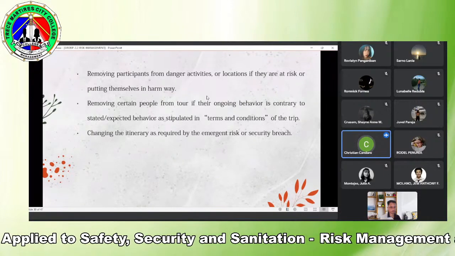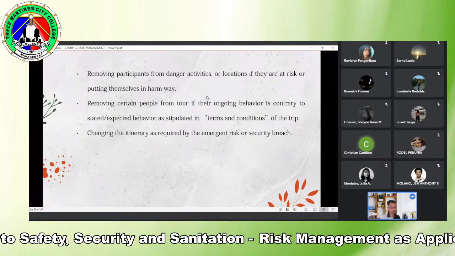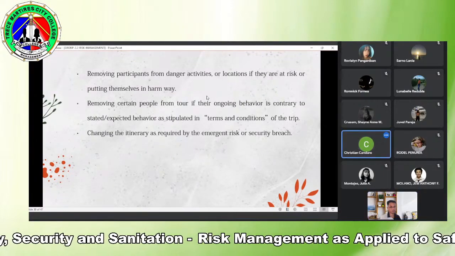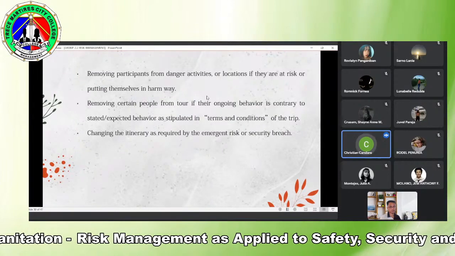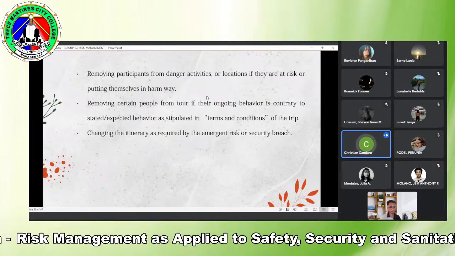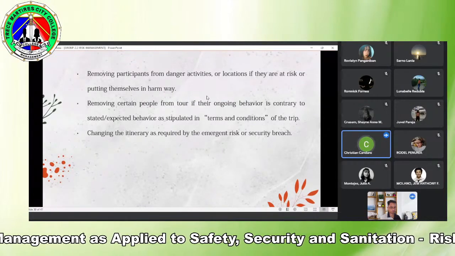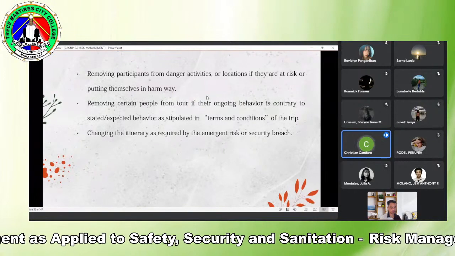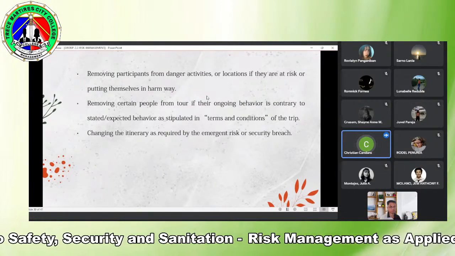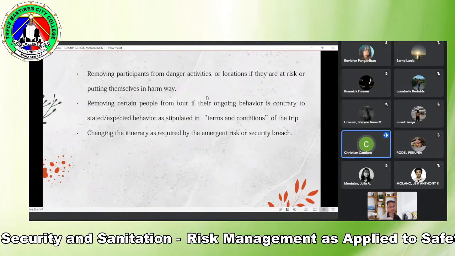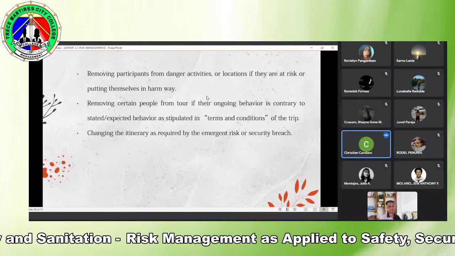Next is changing the itinerary as required by an emergent risk or security breach. For example, in the area you are going to, there is a typhoon. It is dangerous for the sake of the people. You can cancel or change the plan when you are going.